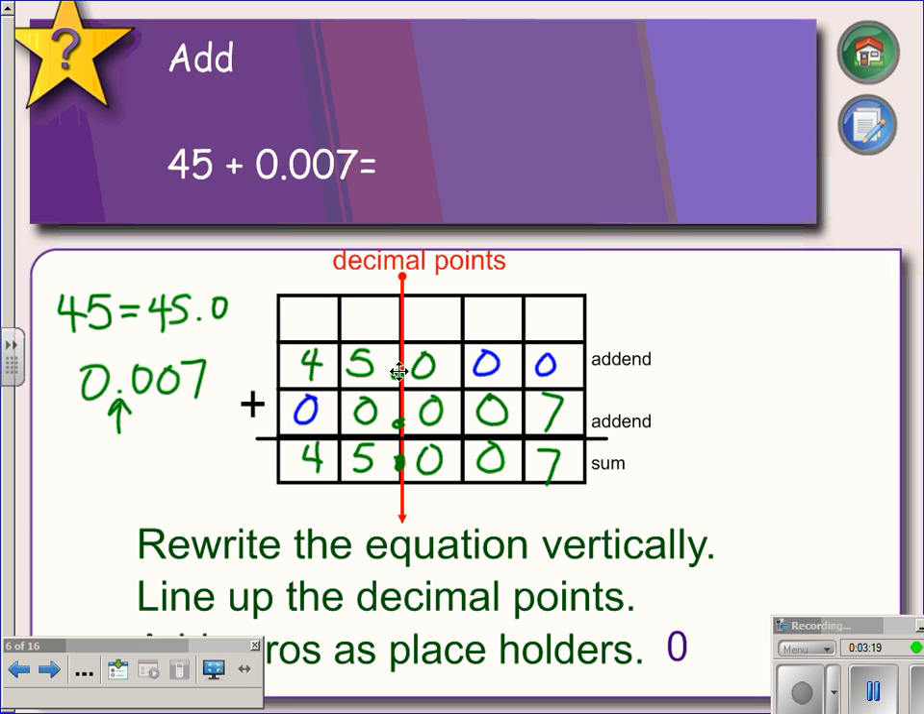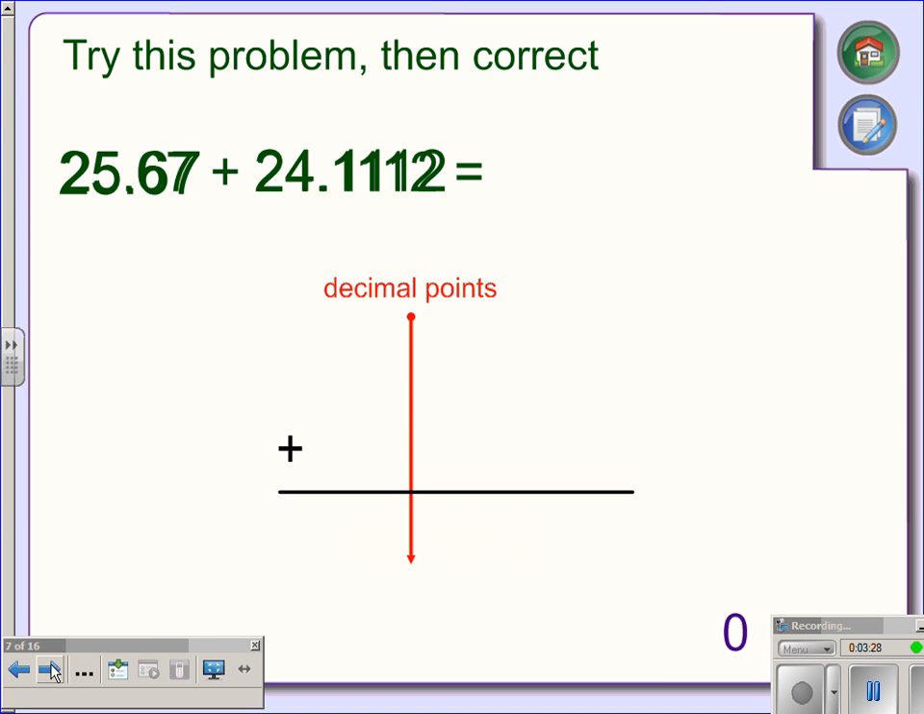Now, some of you might say, well, I could have done that without lining it up. You do want to get used to lining it up as the numbers get more complicated, to be used to being able to do that. All right, so I want you to try this problem, pause it, do this problem, line it up, and then we'll correct together.